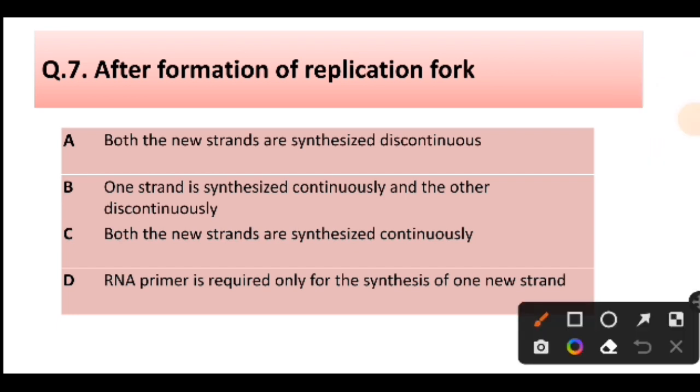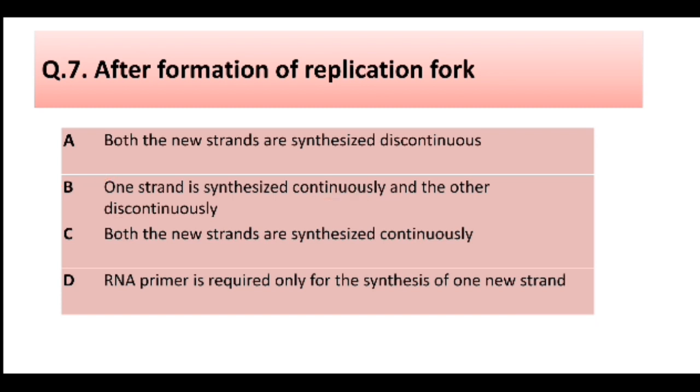Question 7. After formation of replication fork, both the new strands are synthesized discontinuously. One strand is synthesized continuously and the other discontinuously. Both the new strands are synthesized continuously. RNA primer is required only for synthesis of one new strand. Correct answer is option B. One strand is synthesized continuously and the other is synthesized discontinuously.